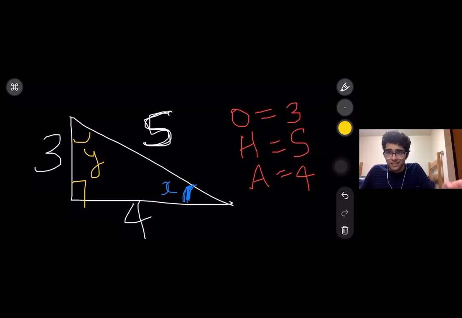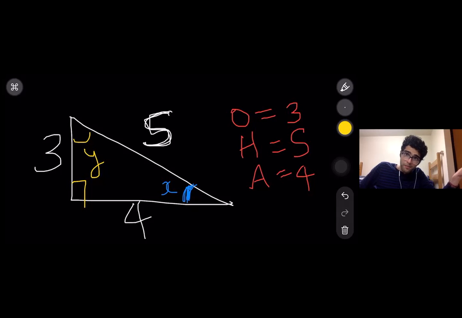Now, opposite is 3 if X is being used, but if we use Y, then opposite becomes 4 and adjacent becomes 3. Is that right? So we will now look at everything from the point of view of X. We'll not look at Y, we'll only look at X. So from the point of view of X, 3 is opposite, 4 is adjacent, and 5 is hypotenuse.